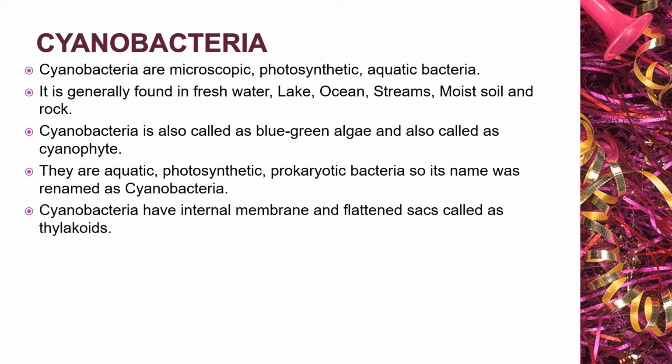Cyanobacteria have internal membranes and flattened sacs called thylakoids. Now this cyanobacteria have internal membranes like normal bacteria, but they contain flattened sacs, and these sacs are called thylakoids. In thylakoids, the photosynthesis process is carried out. This is the place in the cell where photosynthesis is carried out.